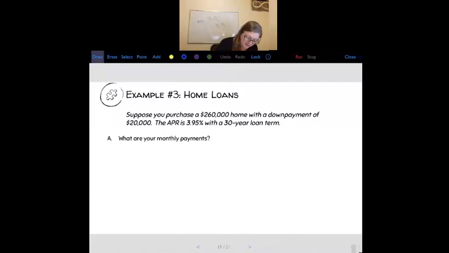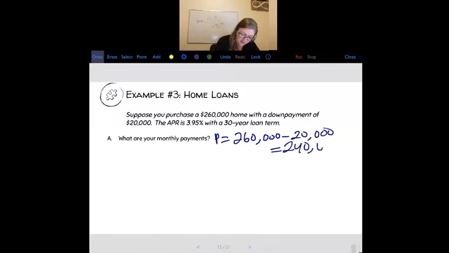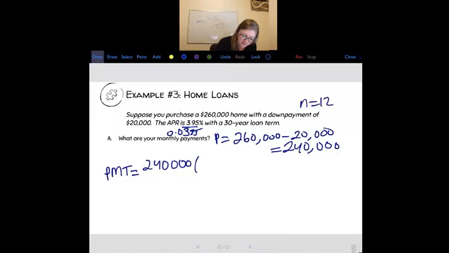So for your monthly payments, again, we're going to use our calculator. In this case, remember, the down payment is how much you're putting up front, so you're not borrowing that amount of money. Your principal here is the price of the home minus your down payment, which gives $240,000. So you're only borrowing $240,000 for the purchase of this home. So P is $240,000, APR is 0.0395. Mortgage is usually due monthly, so N is equal to 12, and then it's a 30-year loan term, so this will be our Y value.